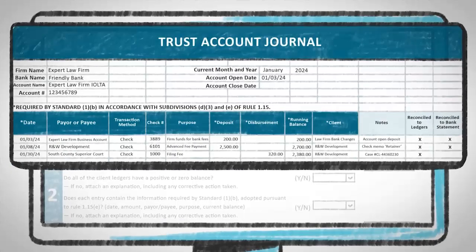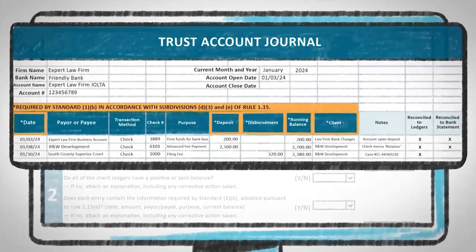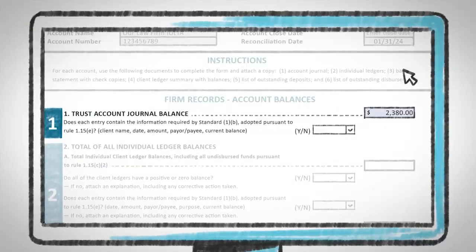You enter the account journal balance as of the reconciliation date, which in our example is $2,380. Then, answer the related compliance question. Does the account journal contain the information required by Standard 1B? If you used the State Bar template or captured this information in your account journal, you can select Yes.